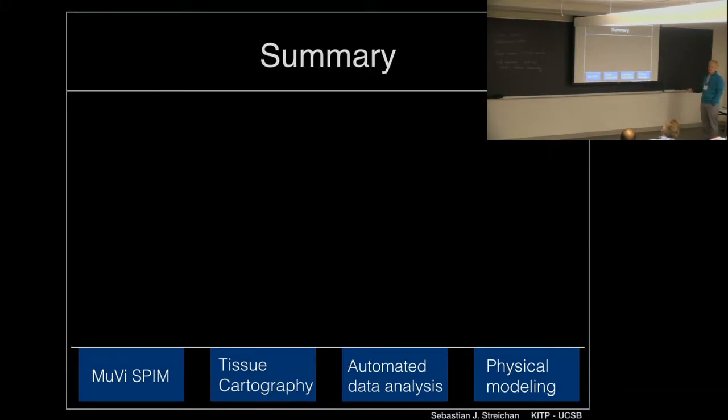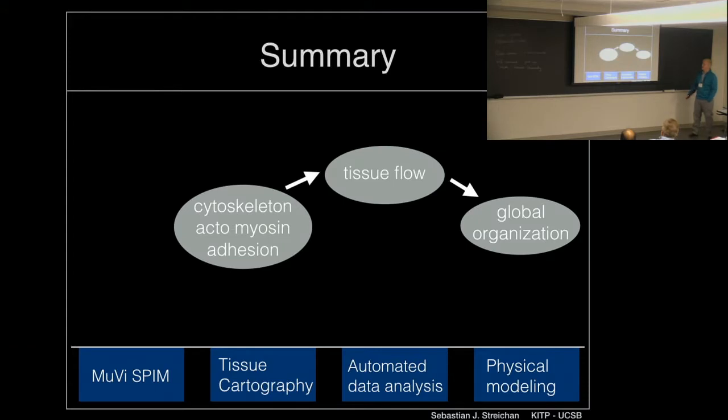So to summarize what we've done, we basically have a bunch of tools that allow us to go to the level of whole embryos: light sheet microscopy, tissue cartography, some automatic data analysis. Together with physical modeling, they give us an entry point into this question: how can we connect the cytoskeleton to the global organization of an embryo? This goes by some tissue flows, right?